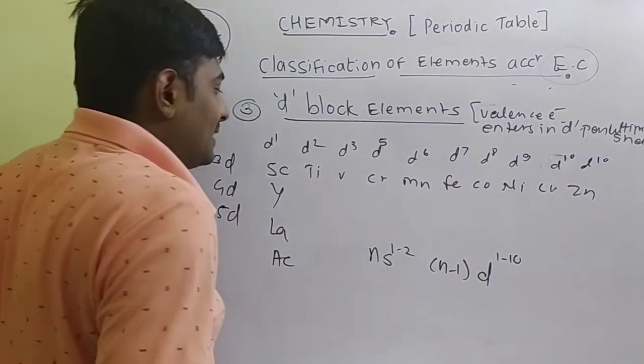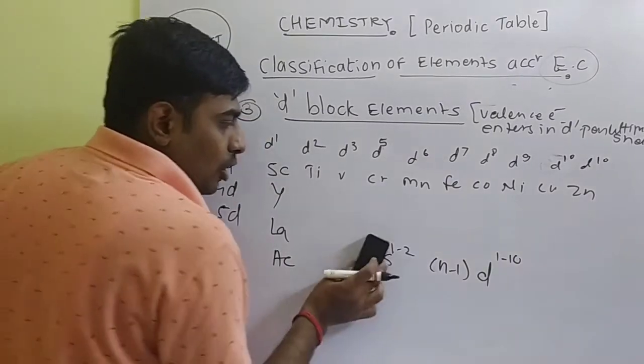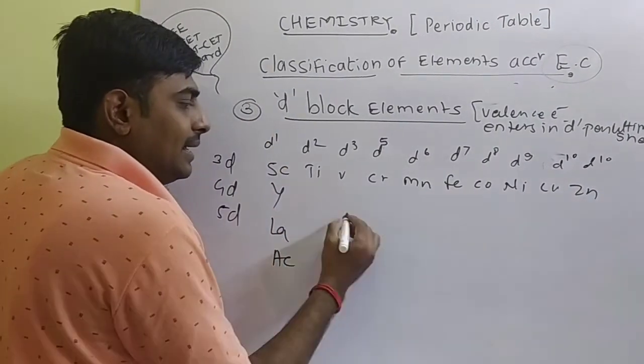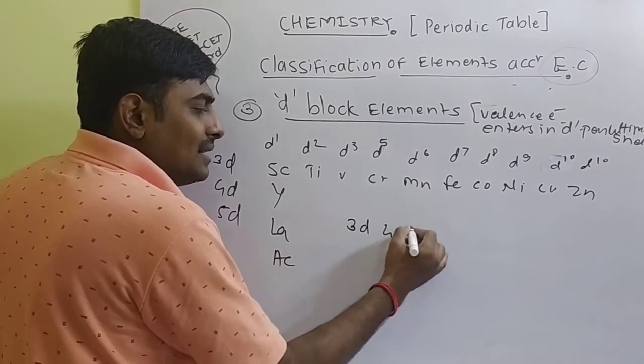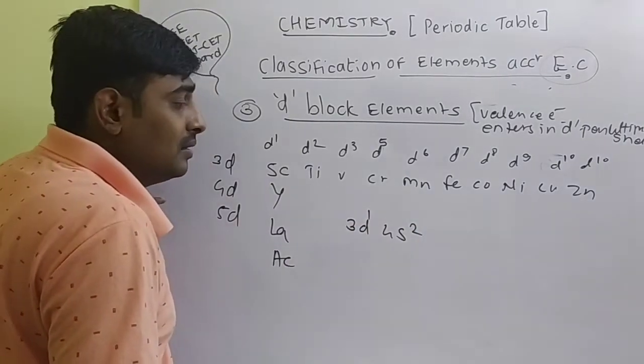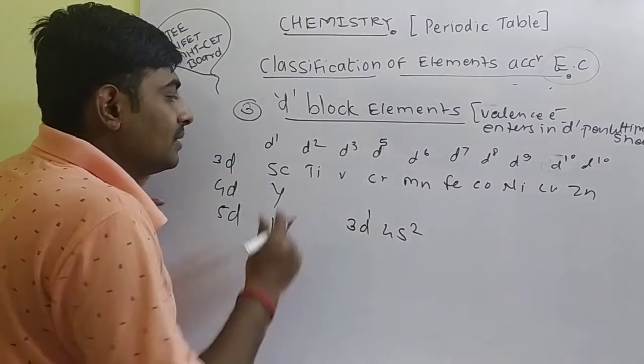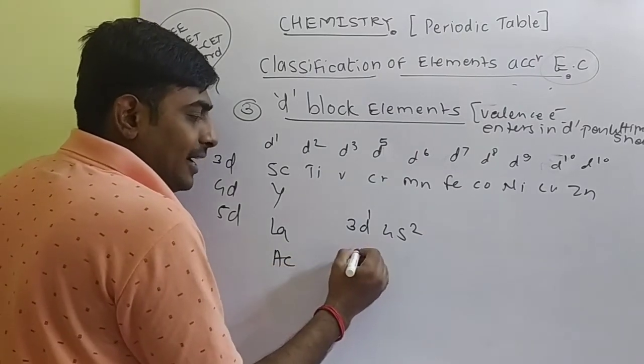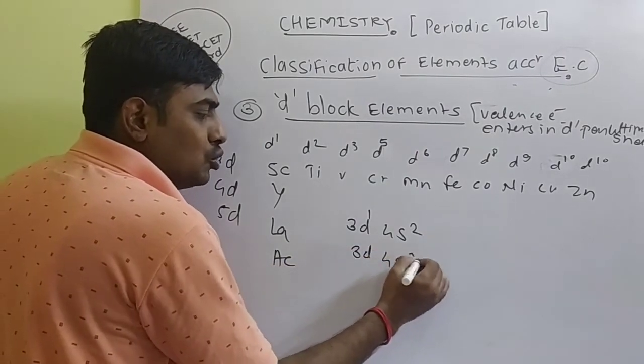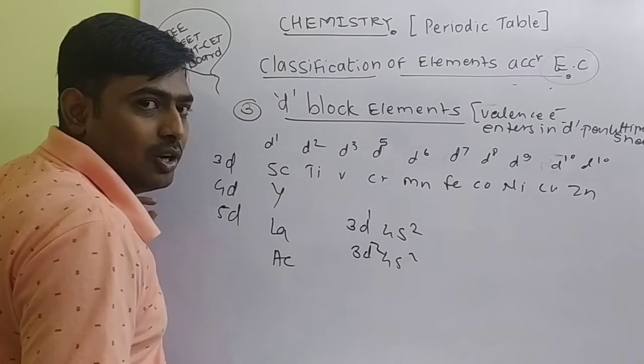So when you say scandium, what is the electronic configuration of scandium? Scandium is 3d1 4s2. Scandium electronic configuration. Then the second one is titanium, 3d2 4s2. Like this, the electronic configuration.